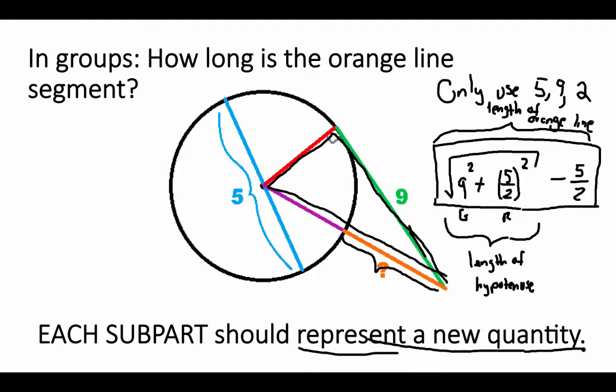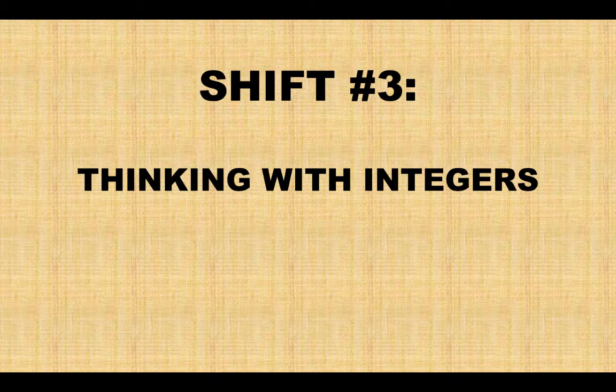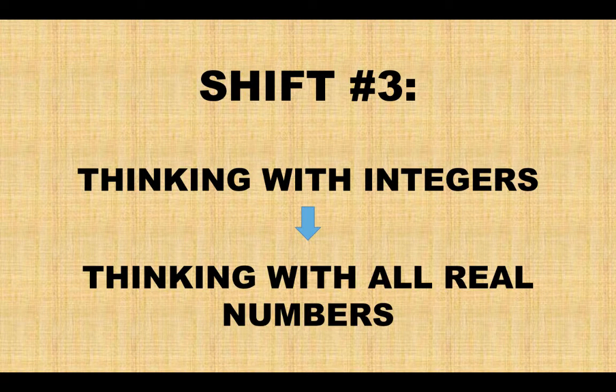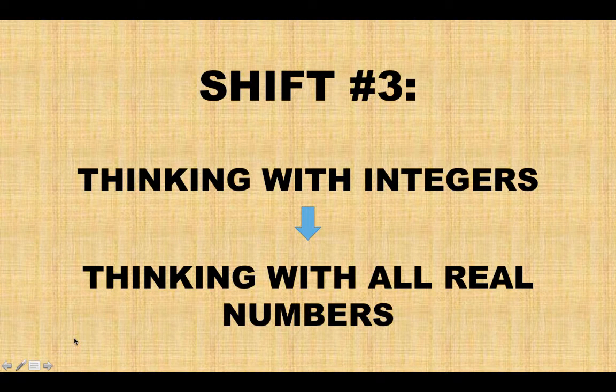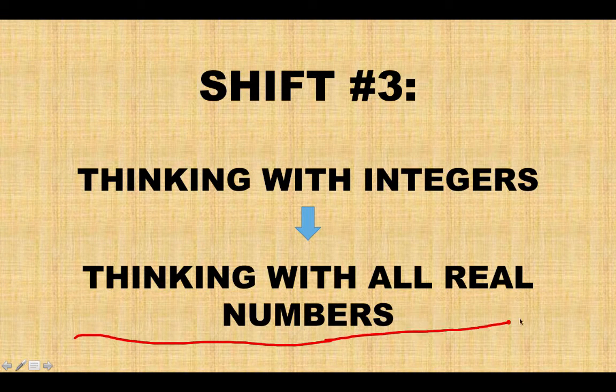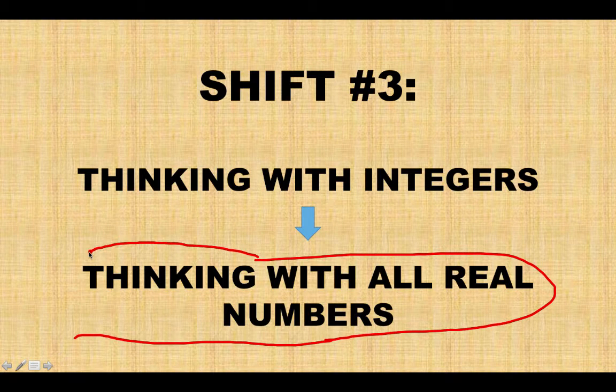Alright, I'm going to clear this work now. And we're going to go on to Shift 3, Thinking with Integers. Thinking with all real numbers. So what happens is, everyone knows how many numbers there are on a number line, right? If I asked you, how many numbers are on a number line? I asked the class and you all responded infinite or infinity. Yes, there are infinite numbers. But being able to answer that question is really different from being able to think with all real numbers. That's what we want. We want you to actually, in every aspect, be able to think with all real numbers.